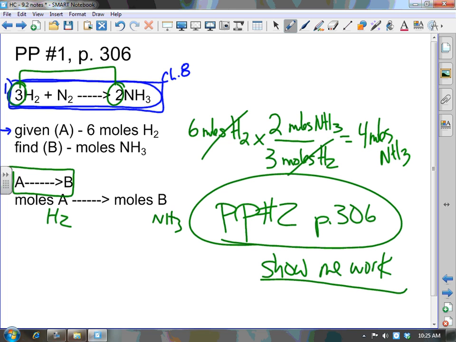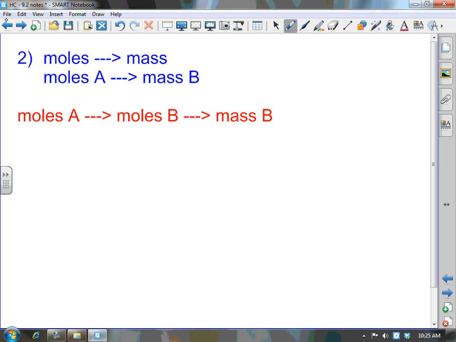All right. Okay, so let's look at the next type. Next type is a mole to mass problem. So again, they're still giving you an amount of moles, but now they're wanting you to find the mass of a second chemical. Not the moles of the second chemical, but the mass. So we really now have a 2-step calculation. The first step is we need to go from the moles of some chemical to the moles of another chemical. Well, that's simple. We're going to use the mole ratio.